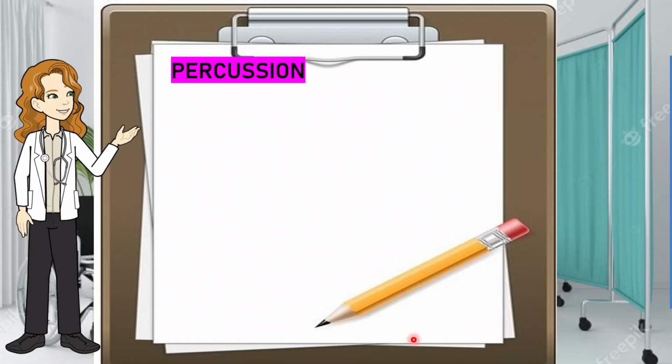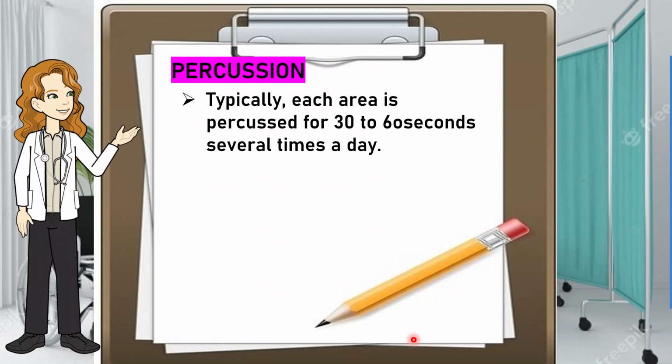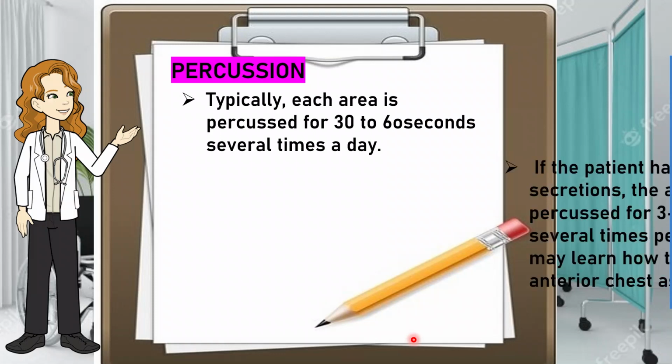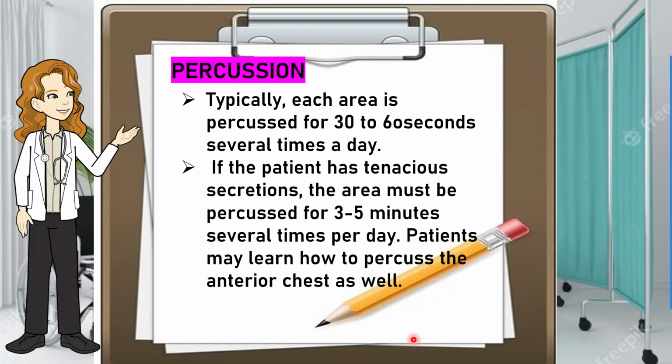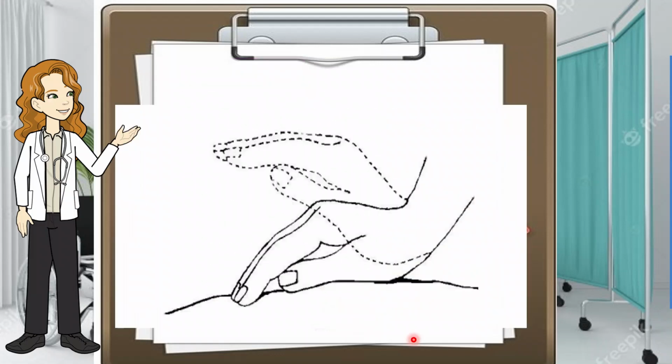Typically, each area is percussed for 30 to 60 seconds several times a day. If the patient has tenacious secretions, the area must be percussed for 3 to 5 minutes several times per day. Patients will learn how to percuss the anterior chest wall as well. You can teach the client. So this is the rhythmic or proper way, where the hands are cupped. This is how to strike the back or the chest of the client.